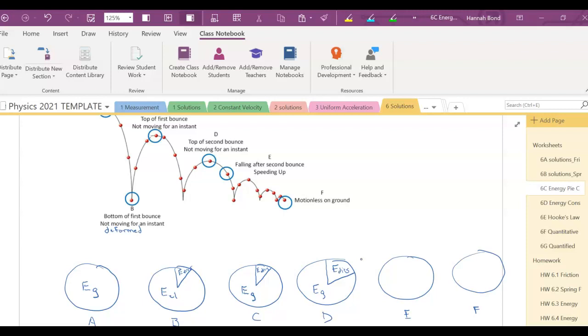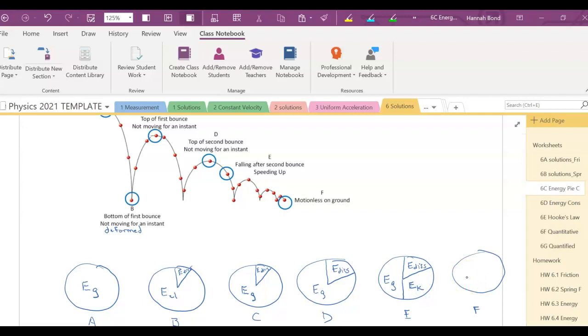Okay, now at position E, the ball is starting to fall down after the second bounce. It's speeding up, right? So at C and D, there was no kinetic energy because at the peak of the bounces, the ball does not move just for a fraction of a second. Okay, so I have the same amount of dissipated energy. I haven't added anything to it. But now the ball is falling, and so it has less gravitational energy, and since it is moving, it has kinetic energy.